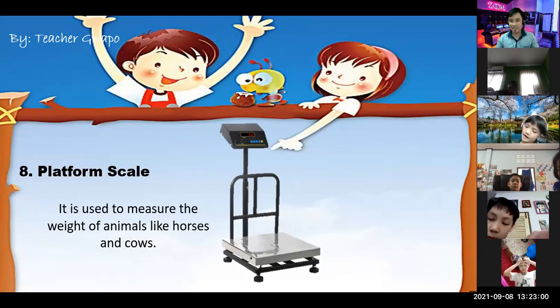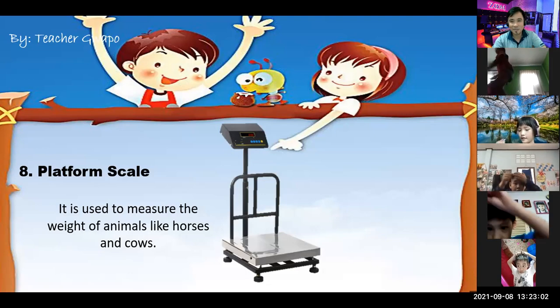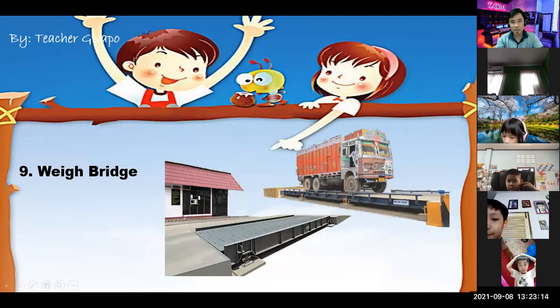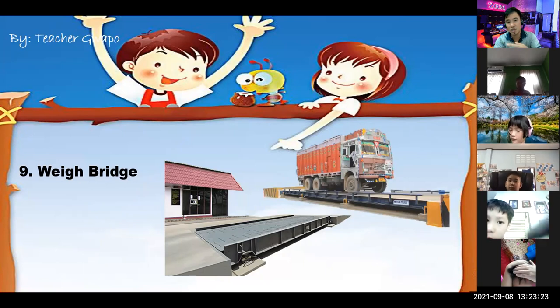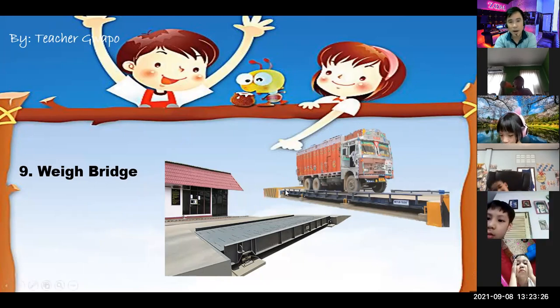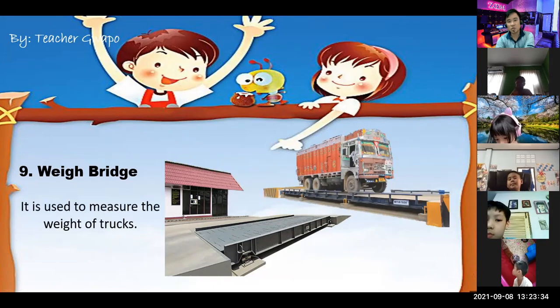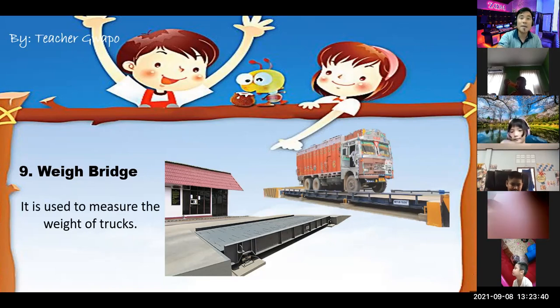And number 9. What is number 9? We call it weigh bridge. This is how it looks like. So how will they weigh the bus, the car, the truck? They will measure the weight by using a weigh bridge like this. It is used to measure the weight of trucks, cars, and different heavy objects. This is called weigh bridge.